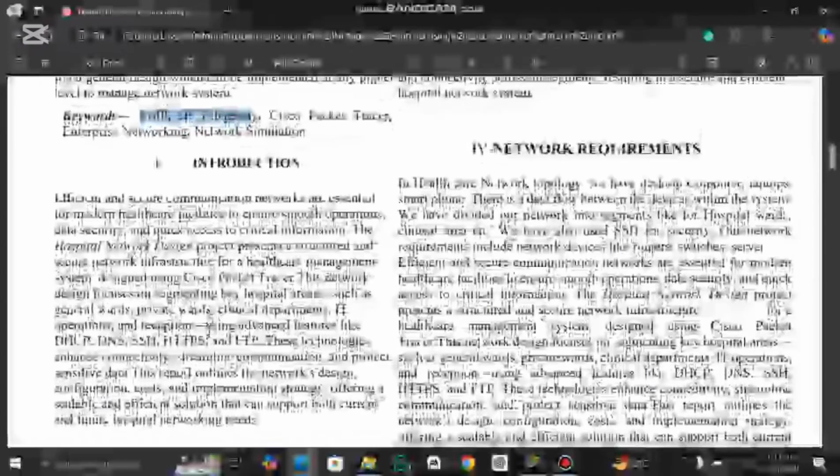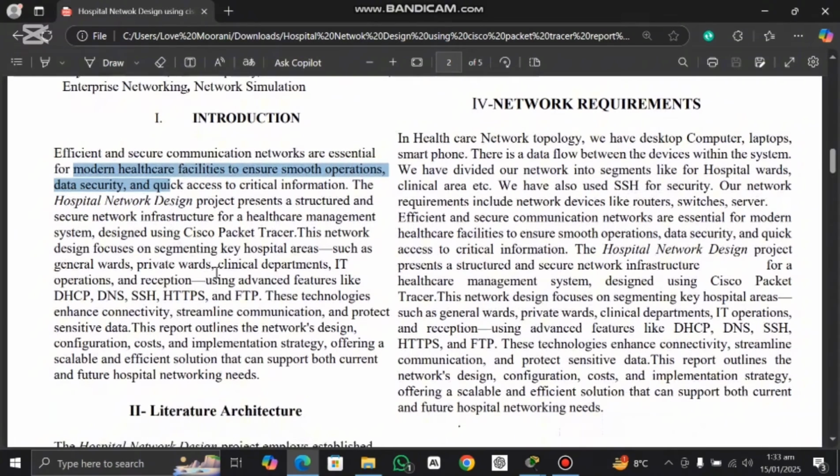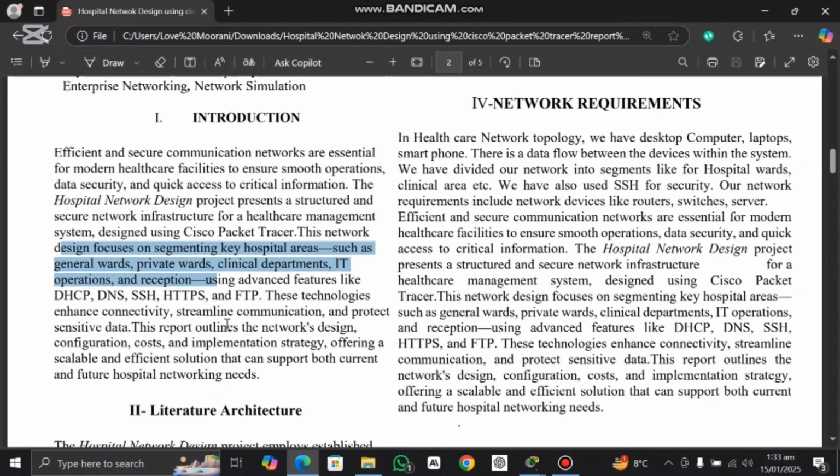In the introduction, efficient and secure communication networks are essential for modern healthcare facilities to ensure smooth operation, data security, and quick access to critical information. This network design focuses on segmenting key hospital areas such as general ward, private ward, clinical departments, IT departments, and the reception using advanced features like DHCP, DNS, SSH, HTTP, and FTP.